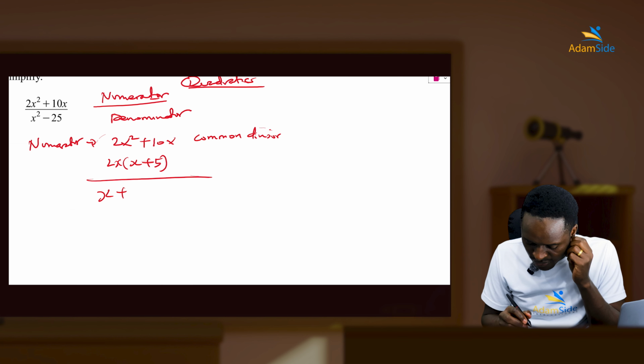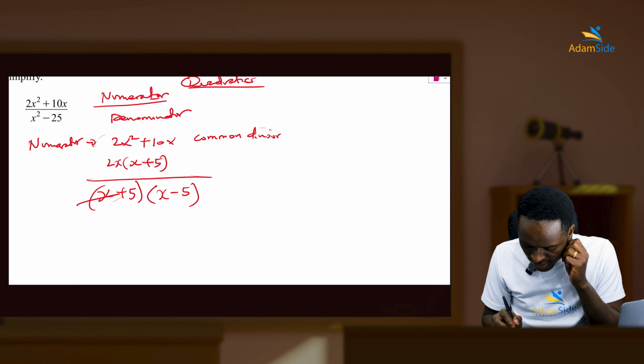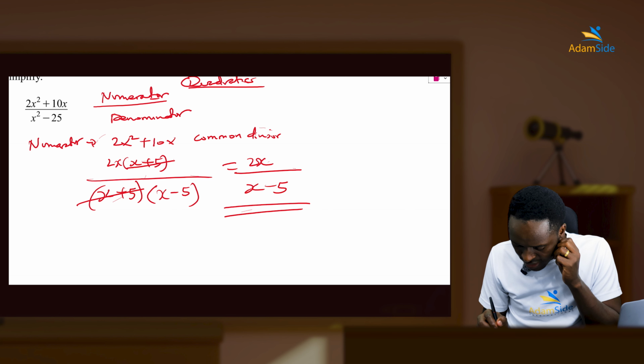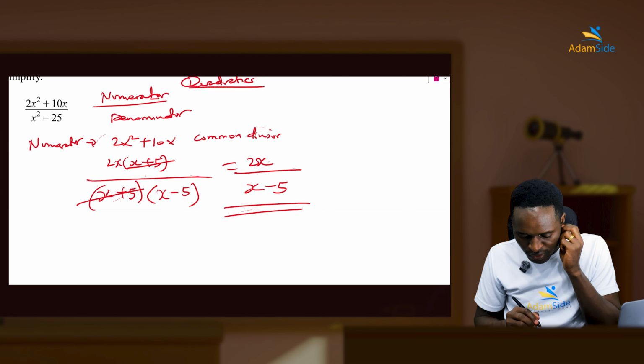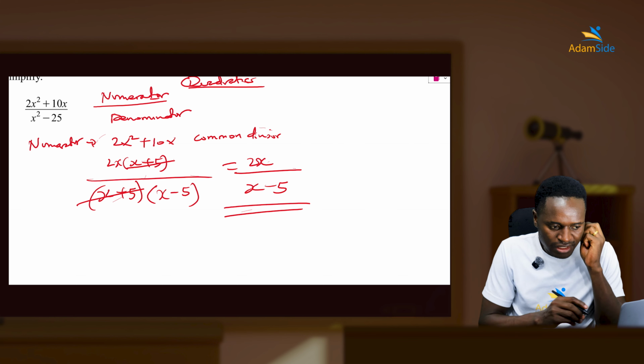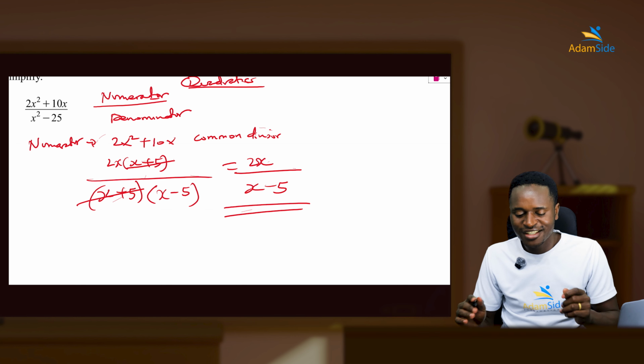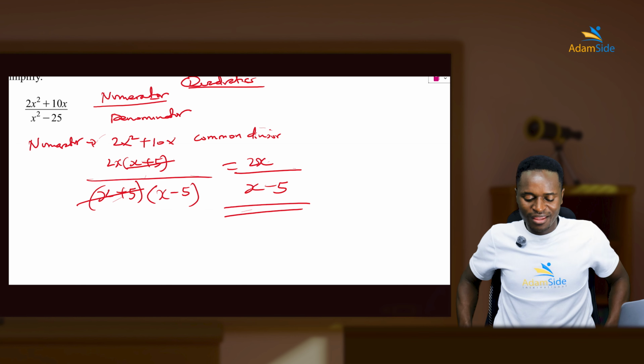And then at the denominator, you have x plus 5, you have x minus 5. Cancel. You get 2x divided by x minus 5. 2x divided by x minus 5. You get that, and this marks the end of the paper.